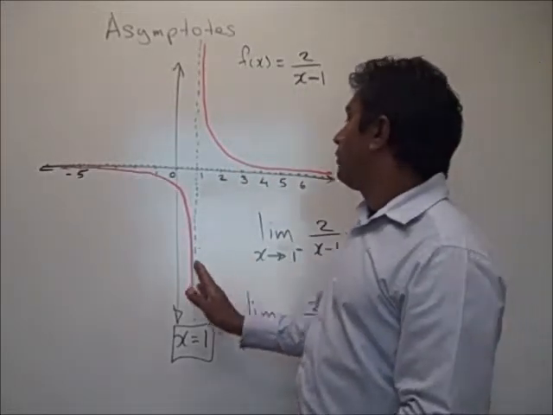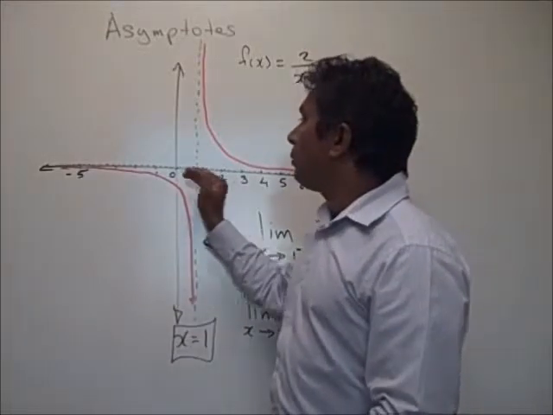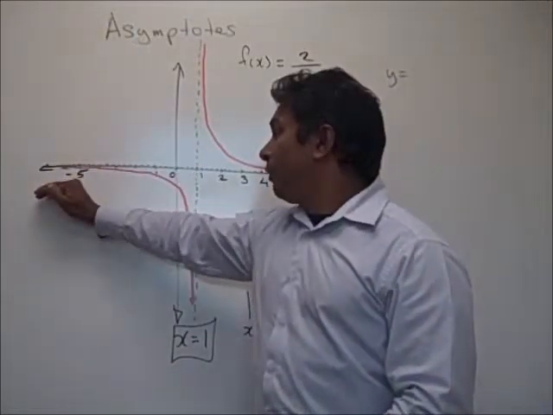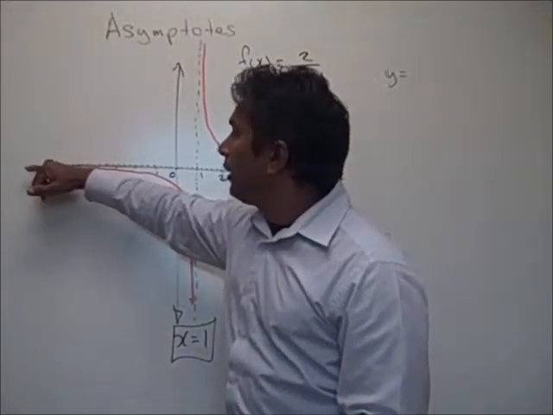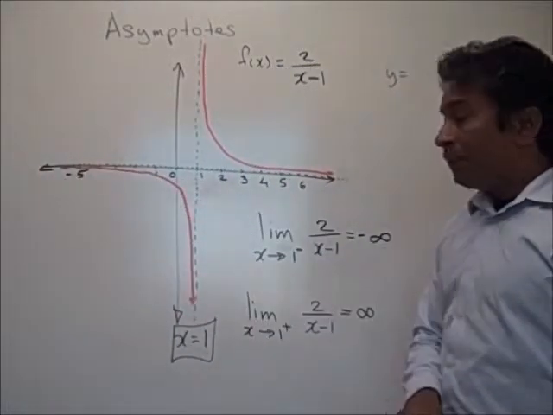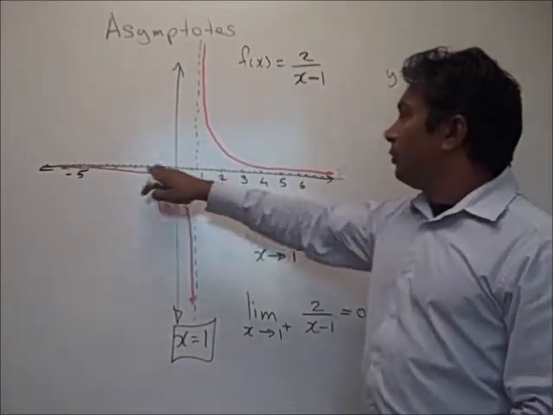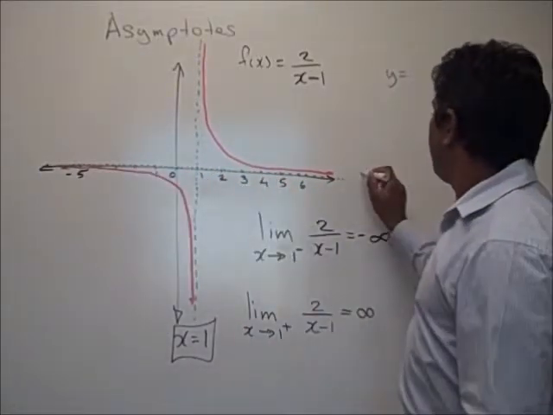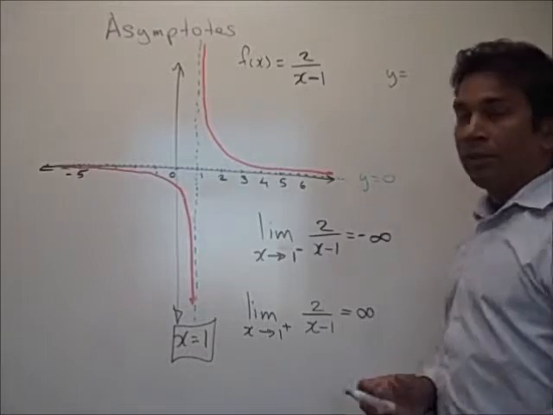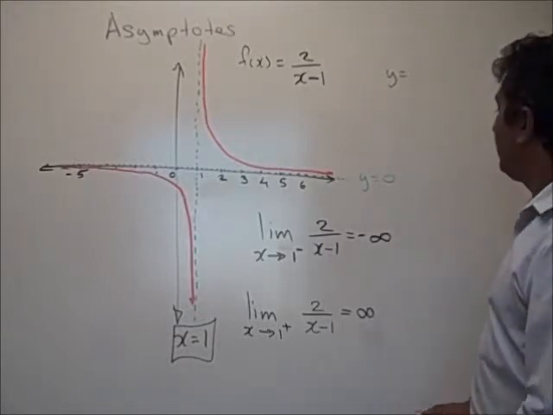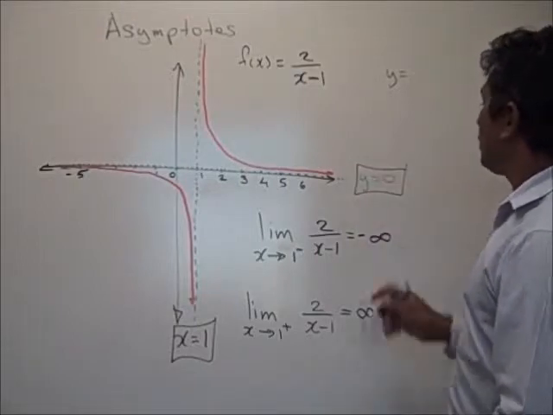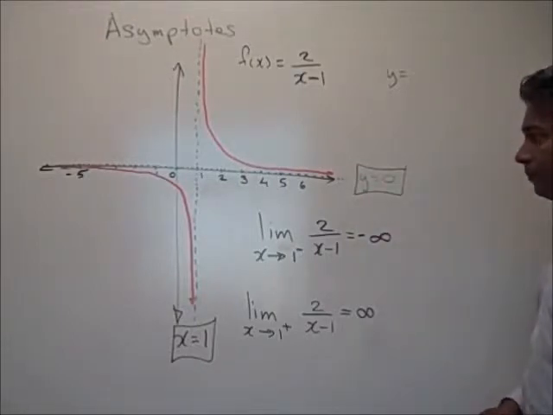And if we look at it from the other side, as we approach negative infinity on the x-axis, we're getting closer and closer again to the x-axis, but never really touch the x-axis. Now, do not forget, where the x-axis is, y is equal to 0. So our horizontal asymptote in this problem is where y is equal to 0.